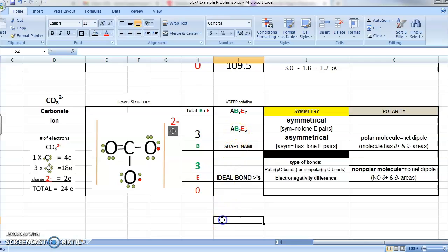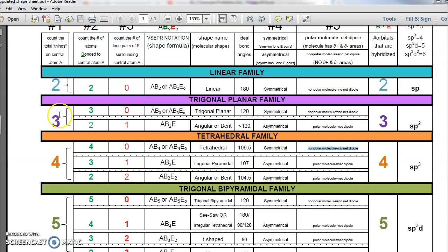Now I'm ready to go to the shape sheet. I'm looking in the leftmost column for 3. Second column from the left should have a 3. Third column from the left should have a 0. So I'm going to go to my shape sheet. Here's the 3 on the left. I'm looking for the 3, 0 with the formula AB3, AB3E0, as it says right here.